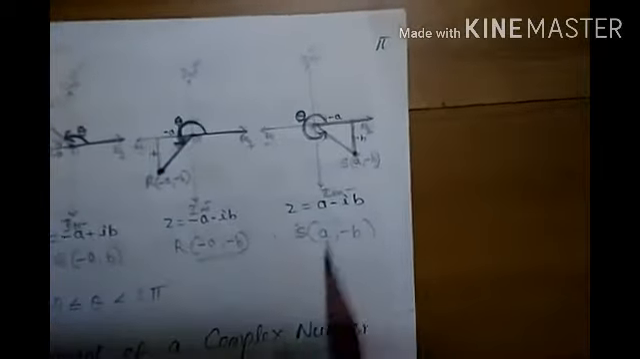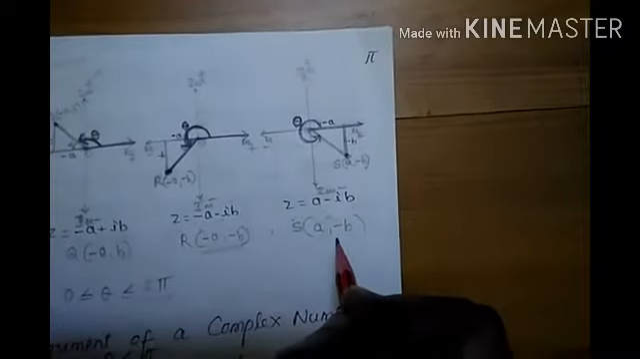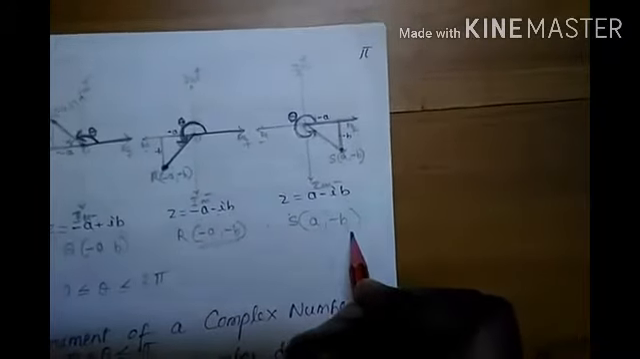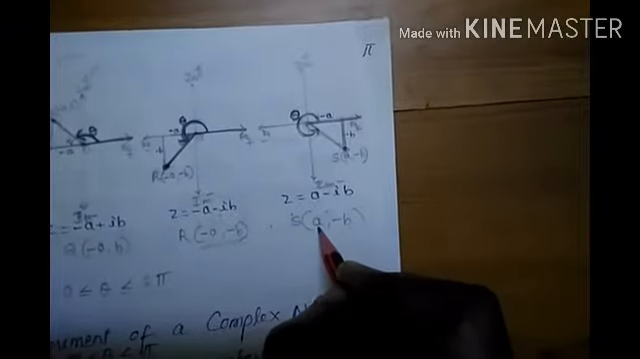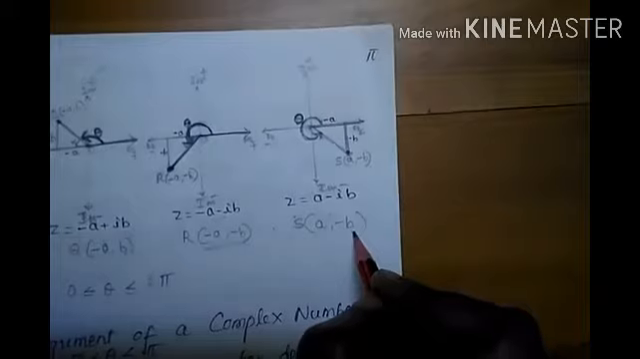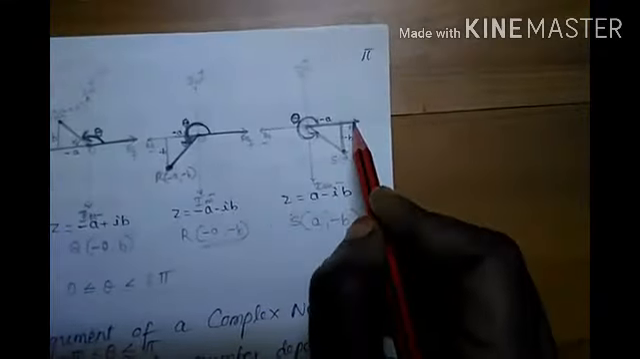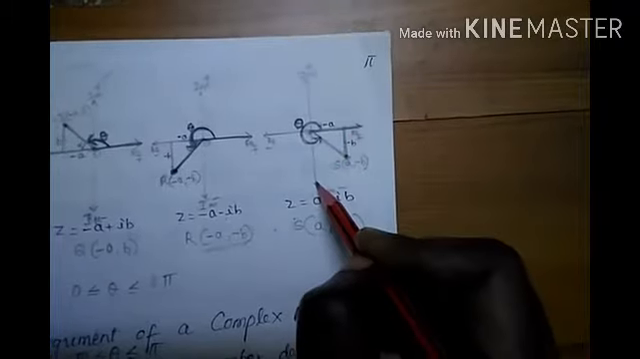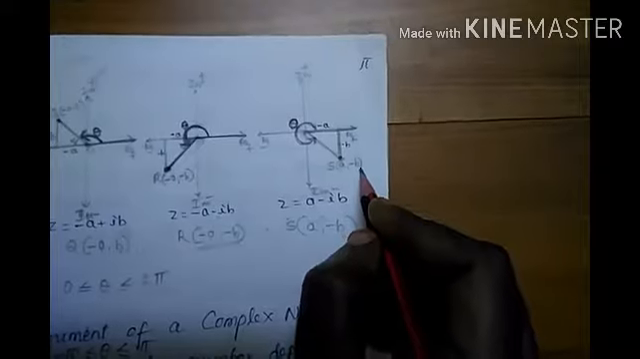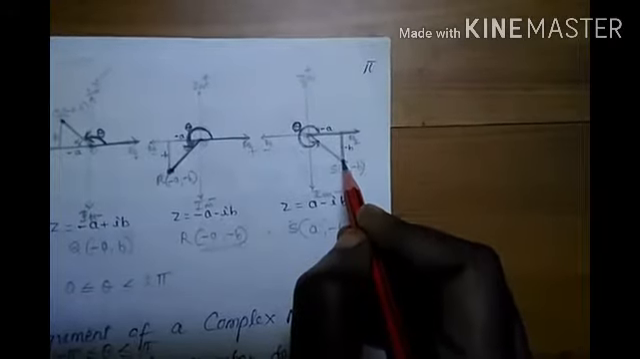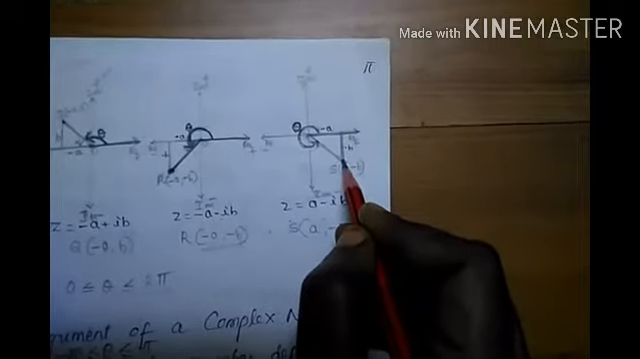Now let us consider Z equal to a minus ib. The point is (a, minus b). Here the real part is positive and the imaginary part is negative. So take the positive real axis and negative imaginary axis. Since (a, minus b) lies in the fourth quadrant, let us consider this point somewhere in the fourth quadrant.